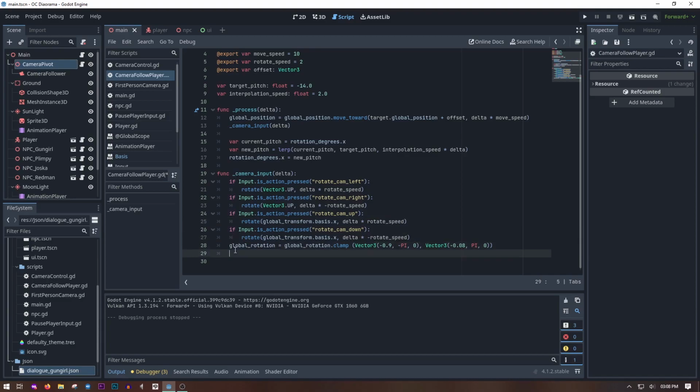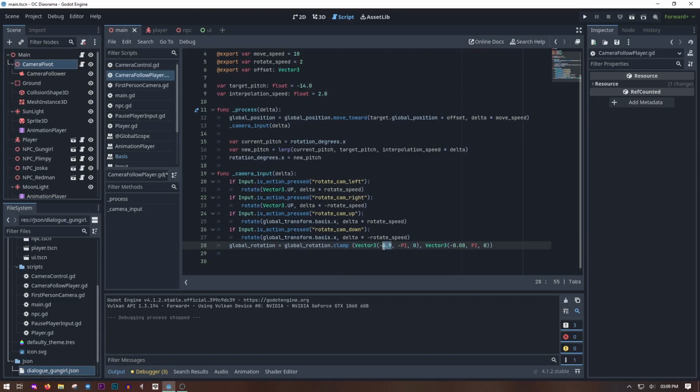Then there's the global rotation, which is not an if statement, it's just part of the function because it's not underneath this. Global rotation is the global rotation clamp. So this is the clamp that I didn't need for the pitch because it's already happening here. The clamp is clamping this vector 3 by these things. So the z-axis, never move that.